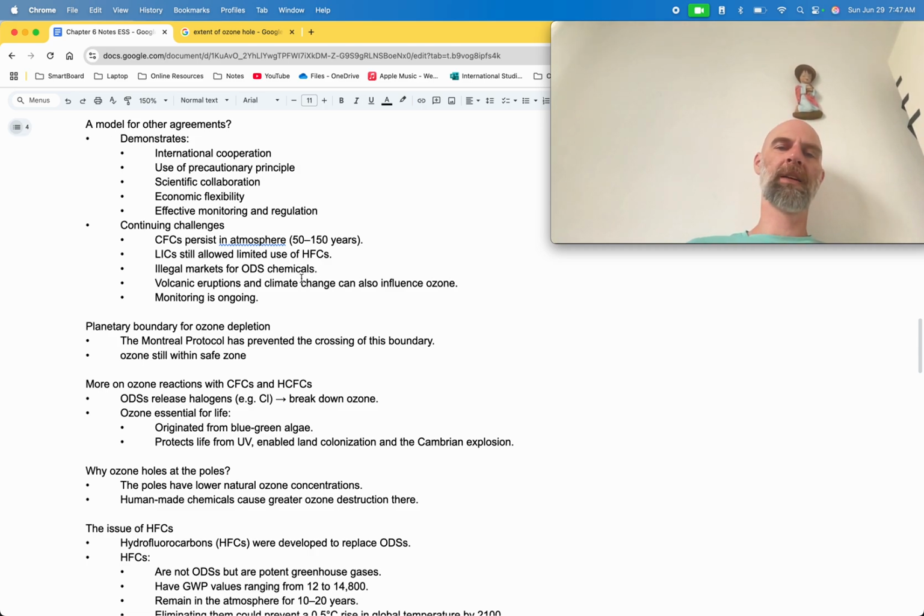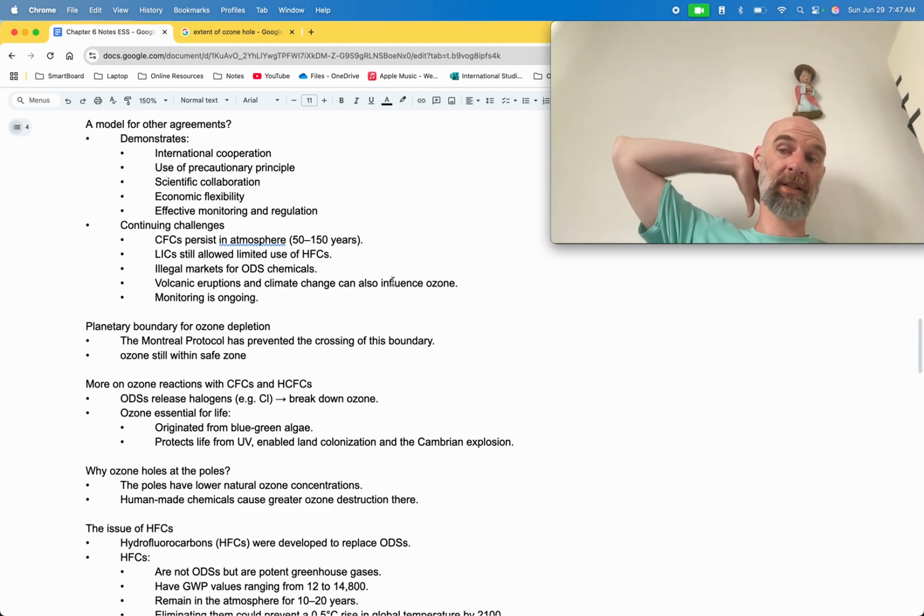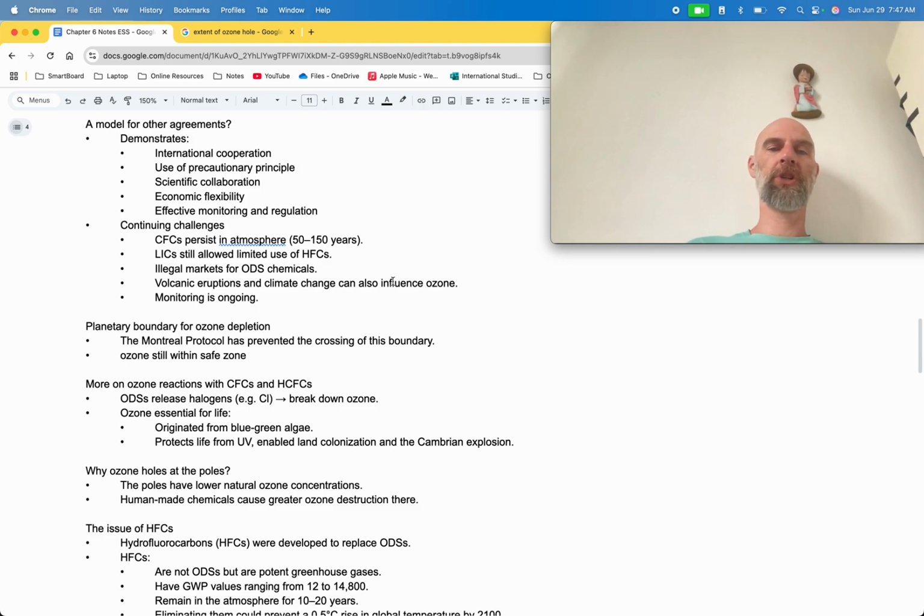Volcanic eruptions and climate change can also influence ozone. Volcanic eruptions affect everything. Monitoring is ongoing, obviously. Planetary boundary for ozone depletion. The Montreal Protocol has prevented the crossing of this boundary, which is good. Ozone's still within the safe zone, generally. More on ozone reactions with CFCs and HCFCs. Remember, these are the really baddies that we had back in the day.